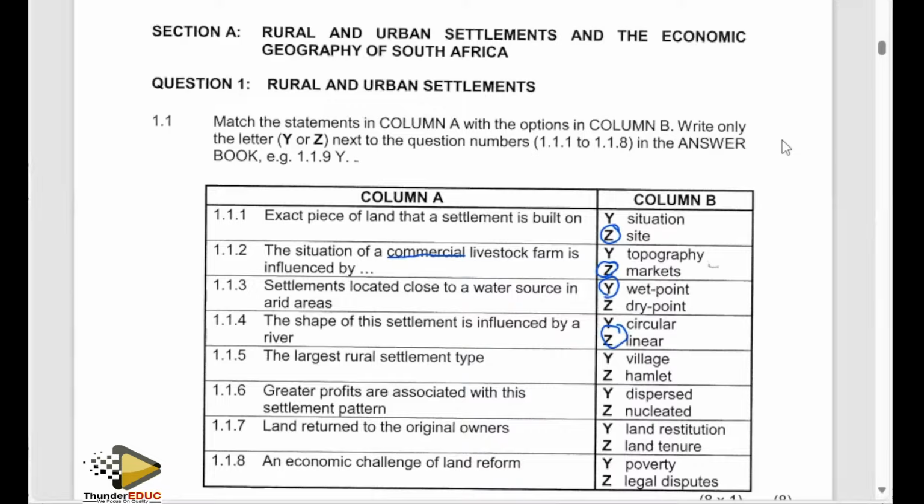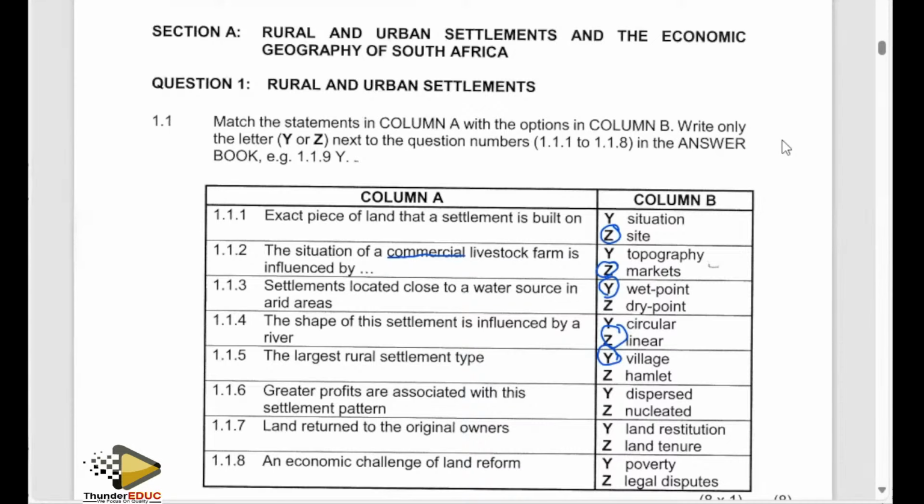Right, the largest rural type of settlement. Remember, when looking at the settlement hierarchy, we have rural settlements, then we go to the urban settlements, starting with a town. So the largest of the rural is a village. On the hierarchy of rural settlements, the smallest one is an isolated farmstead, the next one is a hamlet, and the third one is a village, which is the largest of the three rural settlements.